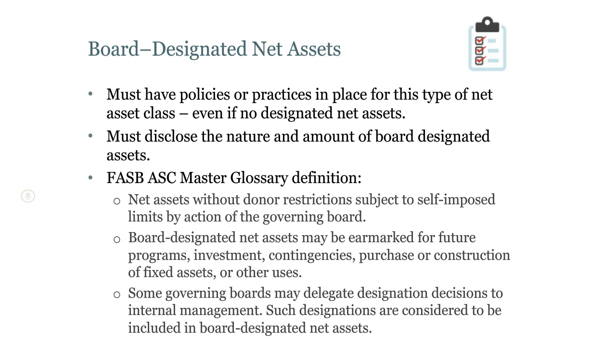There is a new definition in the master glossary about what board-designated net assets are. I think it's very self-explanatory, but they don't have donor restrictions, but they're self-imposed restrictions, and the board can earmark them for various different things, but that will need to be disclosed, the purpose of the restriction, now, and you need to have that policy. So even if you don't have these, consider whether it is just the board that's able to designate the reserve or the future capital projects, or has that been delegated to management, and what is that policy?